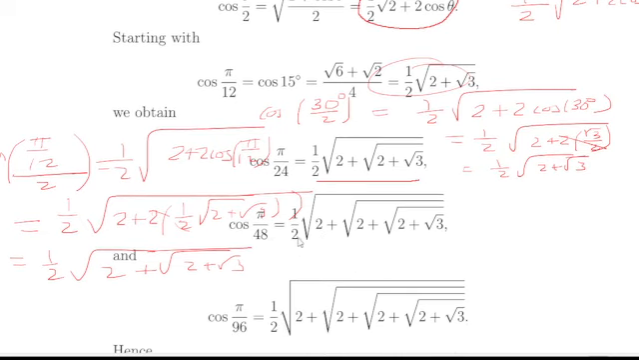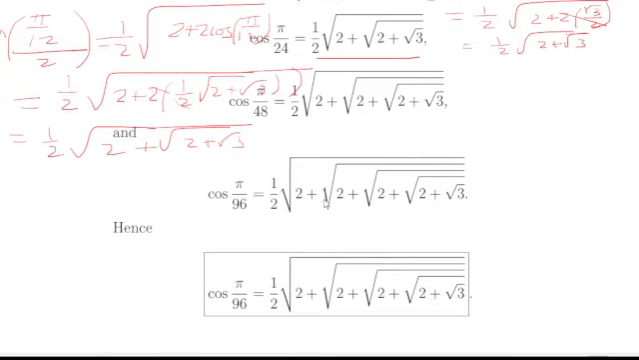When we go to pi over 48, we're just going to add another square root of 2 plus that. So it's 1/2 square root of 2 plus square root of 2 plus square root of 2 plus square root of 3. And then we go to cosine pi over 96. We do another one. 1/2 times the square root of 2 plus square root of 2 plus square root of 2 plus square root of 2 plus square root of 3. And so that's going to be the final answer.